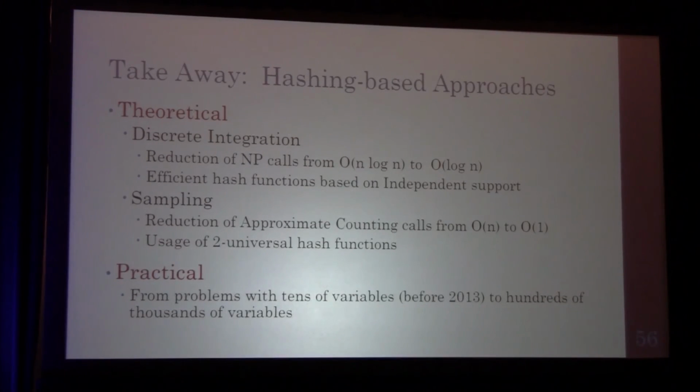In practice, if you look at attempts to use the earlier hashing-based algorithms where these bottlenecks were present, you had to make too many NP calls, or you had to use higher universality. One was able to solve problems with very few variables, about 10 to 20. And now there are tools where you can indeed solve problems with hundreds of thousands of variables.